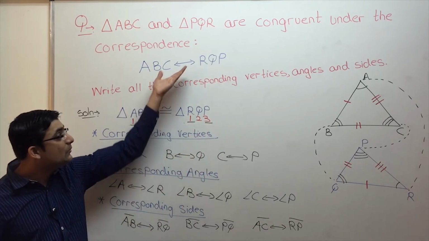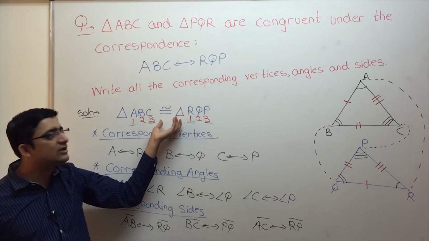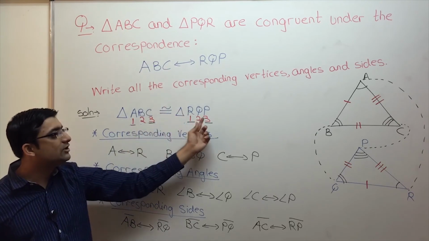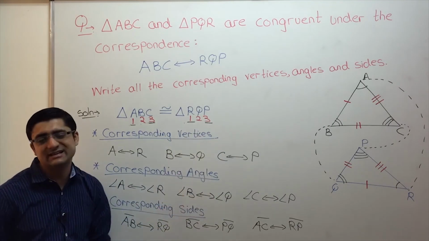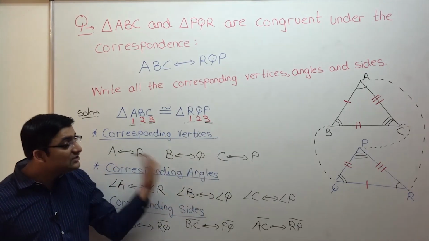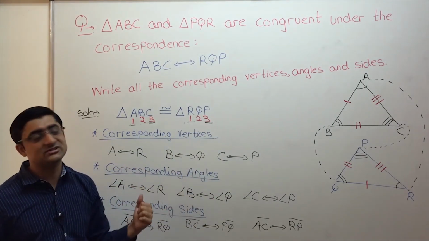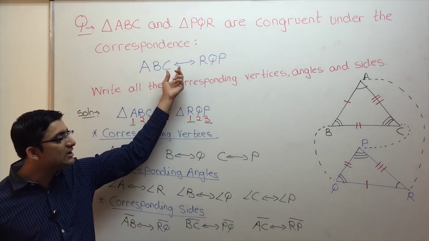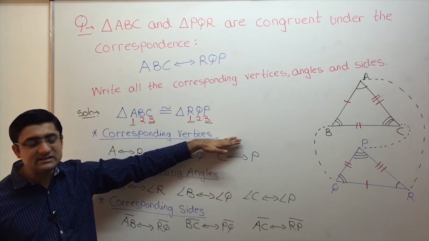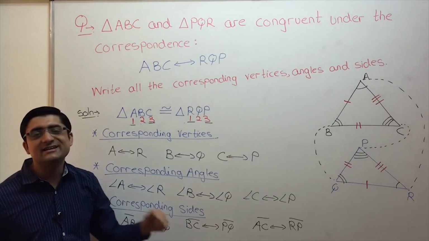Right? So whenever you have a correspondence statement, just write the congruence statement, label 1 to 3, 1 to 3, draw your figures and get the corresponding vertices, angles and sides. As simple as that. So this is how you solve such type of questions. Whenever you have a congruence statement or a correspondence statement between two triangles, we can get the corresponding vertices, corresponding angles and corresponding sides.